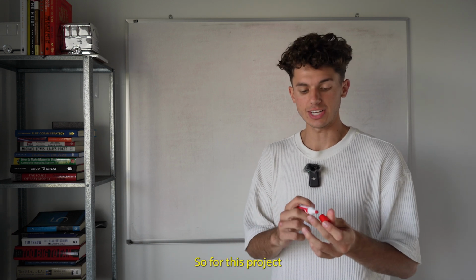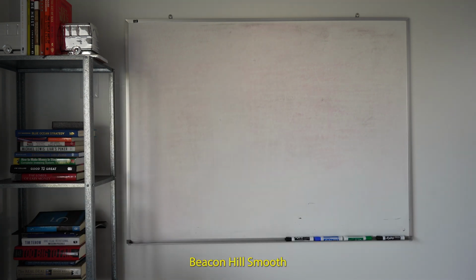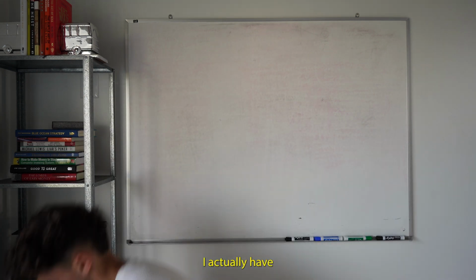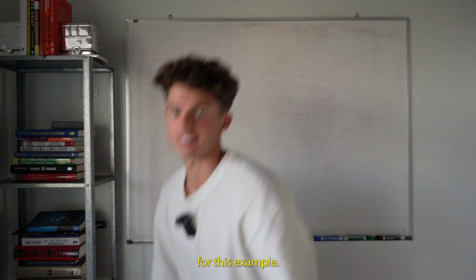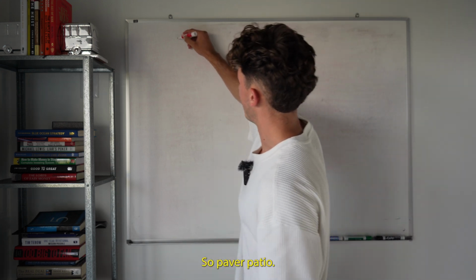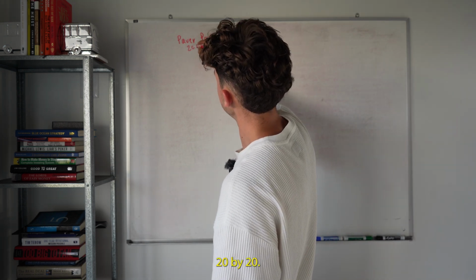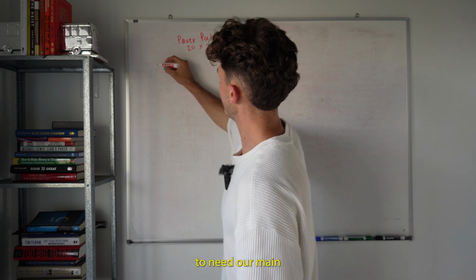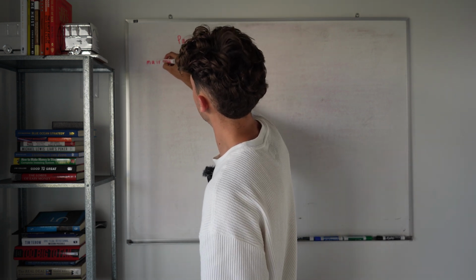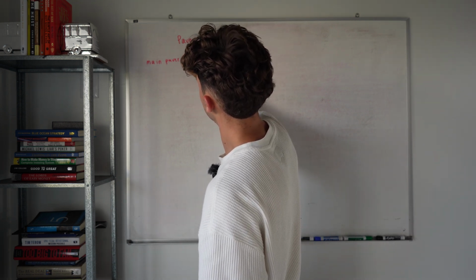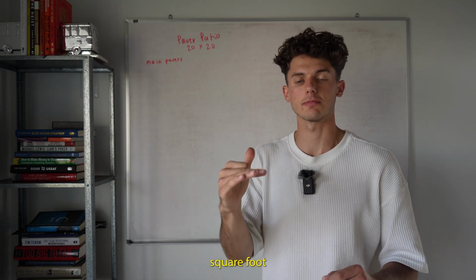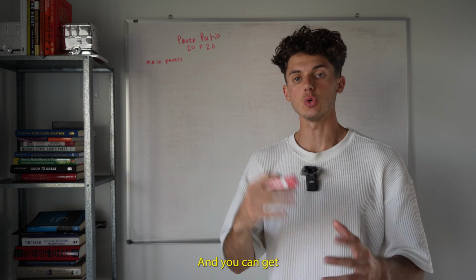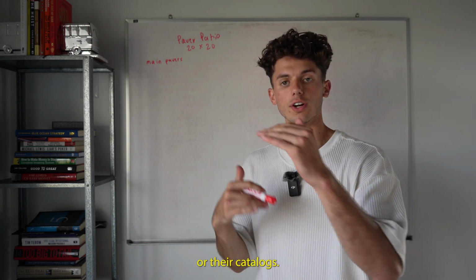So for this project, we're going to use Unilock Beacon Hill Smooth as an example. I actually have that paver right here. So this is the Granite Fusion. I'm just going to use the Unilock Beacon Hill Smooth for this example. So paver patio, it's a 20 by 20. We're going to need our main pavers. So Beacon Hill Smooth, their pallets are 116 square foot per pallet. And you can get this from their website or their catalogs.